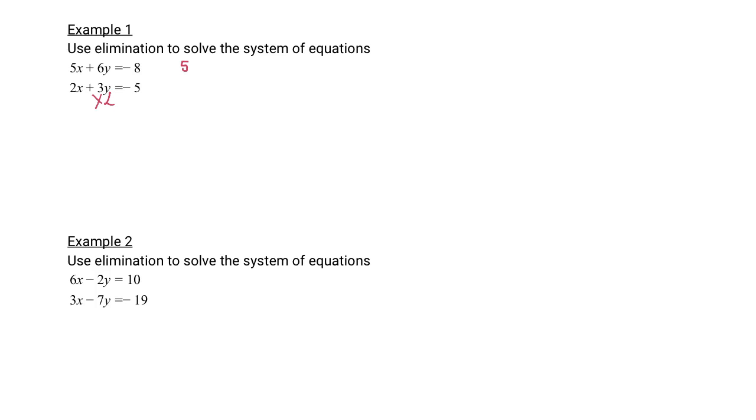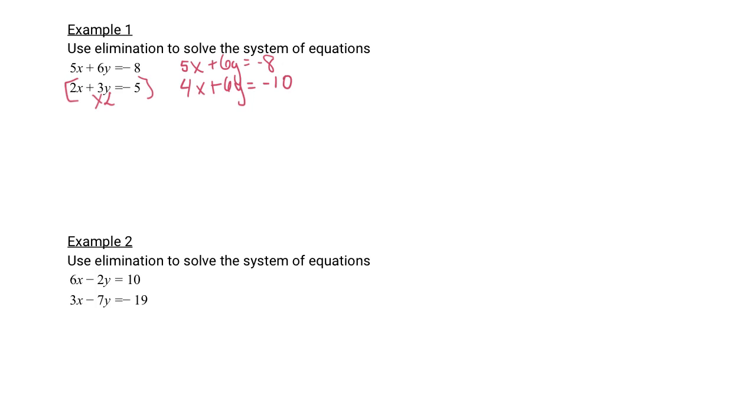So let's do the top equation. I'm going to leave the same: 5x plus 6y equals -8. And the bottom equation, I'm going to multiply the whole thing by 2, like I've written here, because that will make the y's have the same number in front. So that's 4x plus 6y equals -10. I multiplied everything by 2.